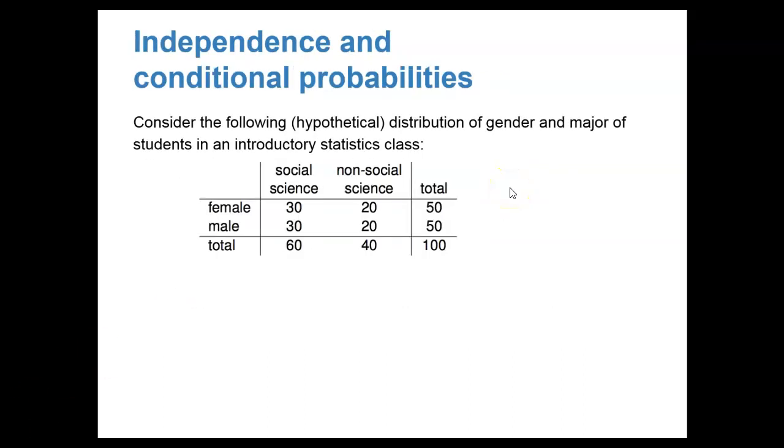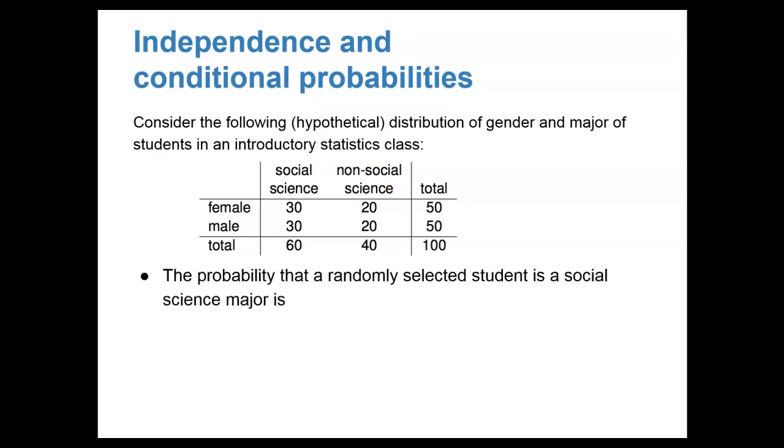Let's take a little closer look at the concepts of independence and conditional probabilities to see how they're related to each other. So consider the following hypothetical distribution of gender and major of students in an introductory statistics class. We start by taking a look at what is the probability that a randomly selected student is a social science major. This would be a marginal probability. We see that the total number of social science majors is 60, and that is out of the total number of students, which was 100. So the probability that a randomly selected student is a social science major would be 60 out of 100, or 60 hundredths, or 60%.